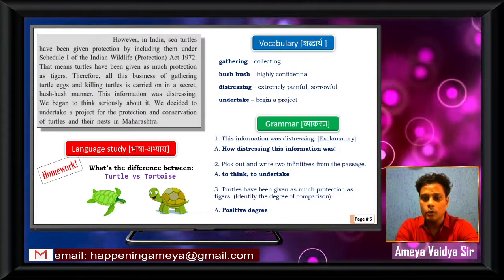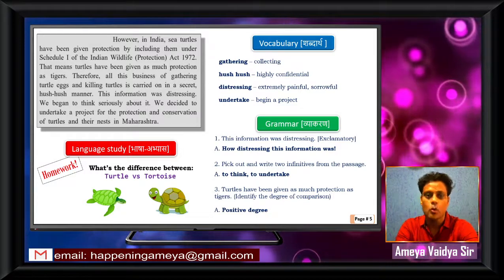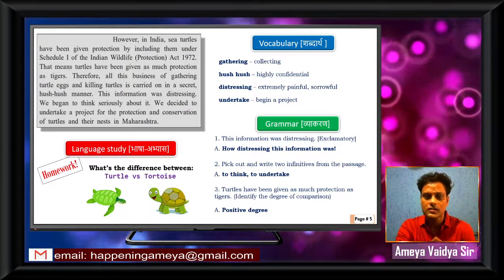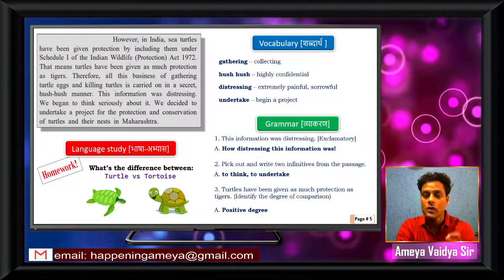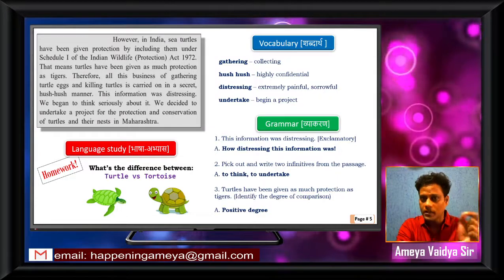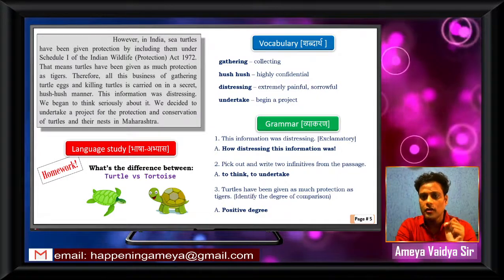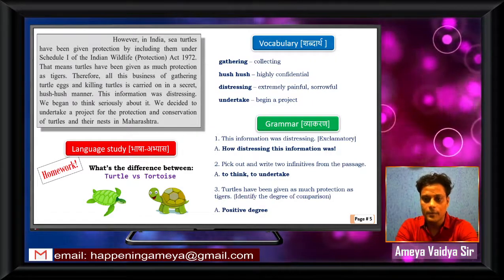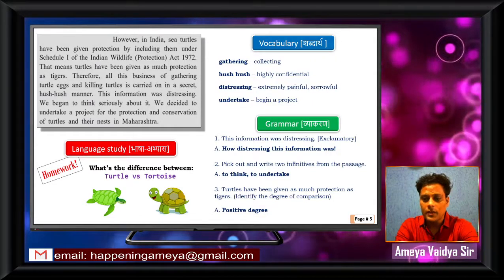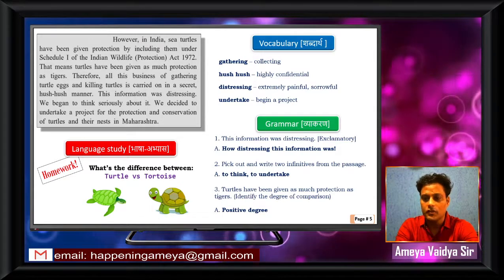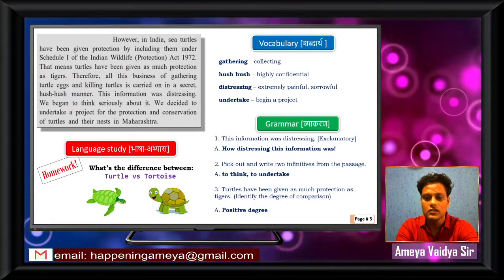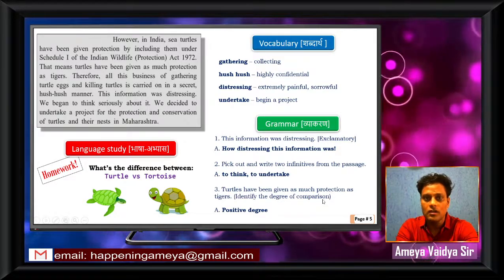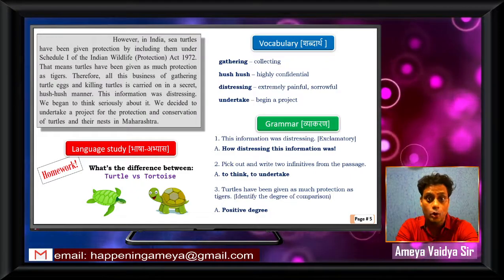Next one. Pick out and write two infinitives from the passage. So what's an infinitive? The infinitive is to plus verb form. Guys, again, what are infinitive forms? To plus verb, and it's a present form, okay? So to think, to undertake are the two examples that I have mentioned from the passage, of course. The third one: turtles have been given as much protection as tigers. Identify the degree of comparison. Note the spelling of comparison ends with S-O-N and not S-I-O-N.